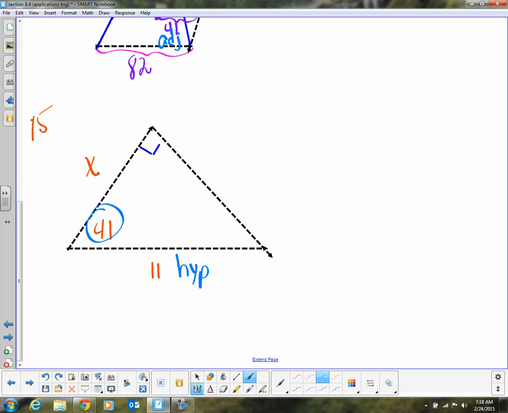Is this adjacent or hypotenuse or opposite? Yes, because opposite would be that segment. So Caitlin, the first thing you have to do is find the hypotenuse. The second thing is label the other two sides, and now look for the numbers. We've been given x, we've been given 41, we've been given 11. So what trig function is this?